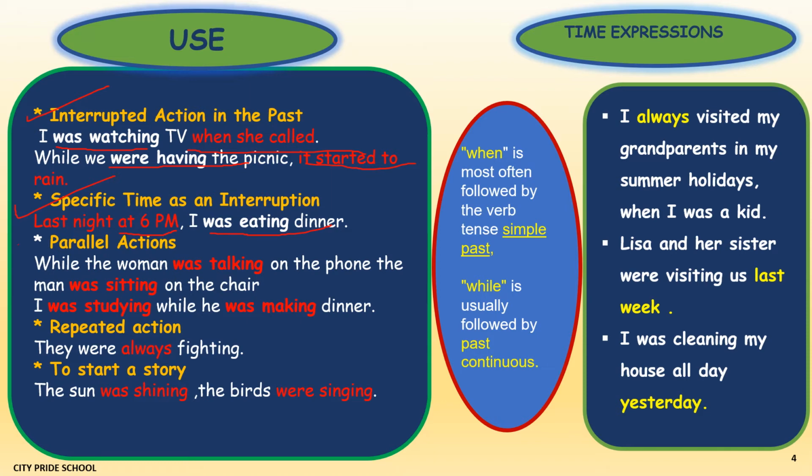Then to talk about two parallel actions going on side by side: While the woman was talking on the phone, the man was sitting. So talking over the phone and sitting on the chair, these are two parallel actions that were going side by side in the past.